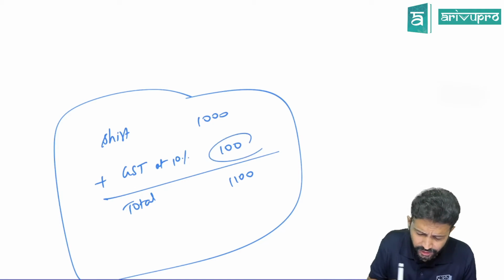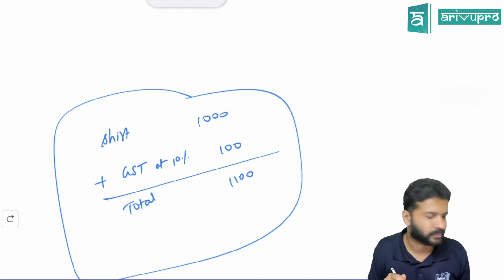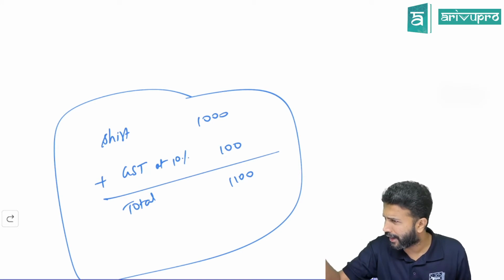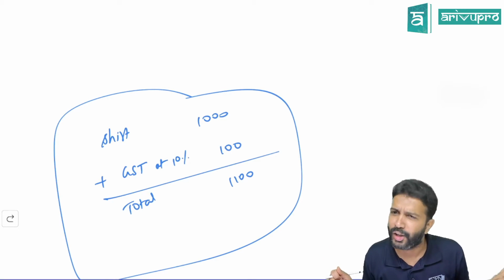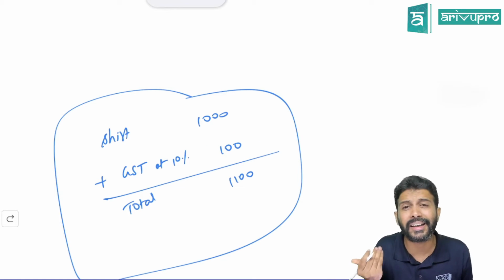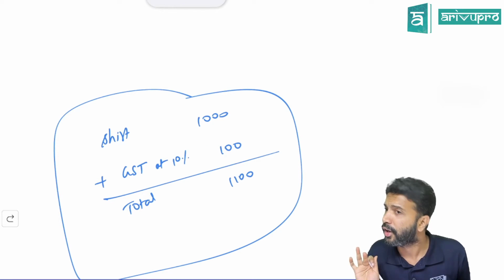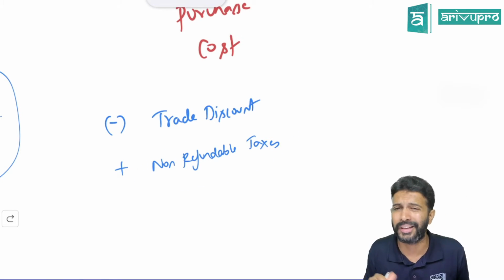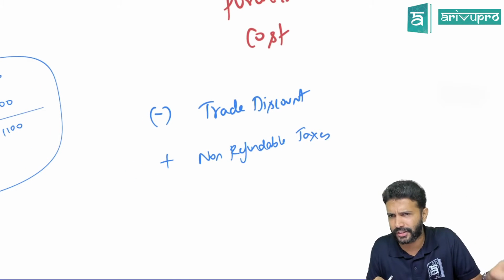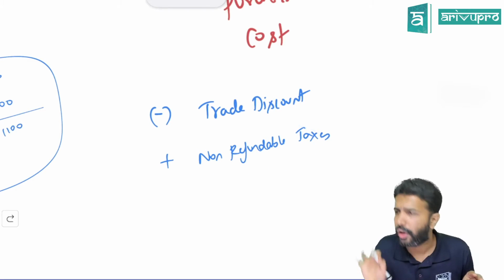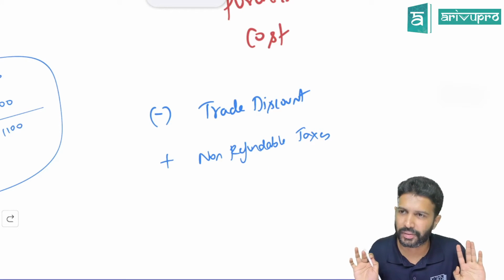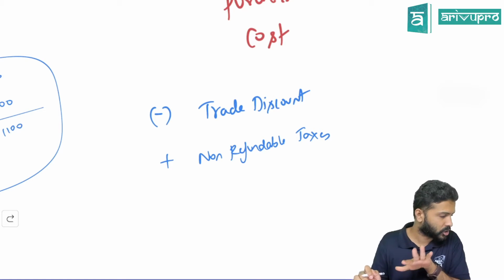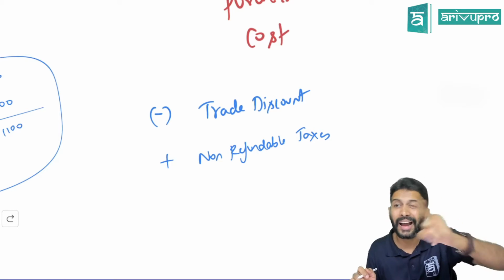Did you get this 100 rupees back, or is it gone? It's gone. Are you ever going to get that back? No. Are you getting any refund of it? Gone. So that we call non-refundable taxes. Meaning if you're not able to claim the input tax credit, it is what we refer to as non-refundable taxes. Are we okay with this? So if you have such non-refundable taxes, you can add it.